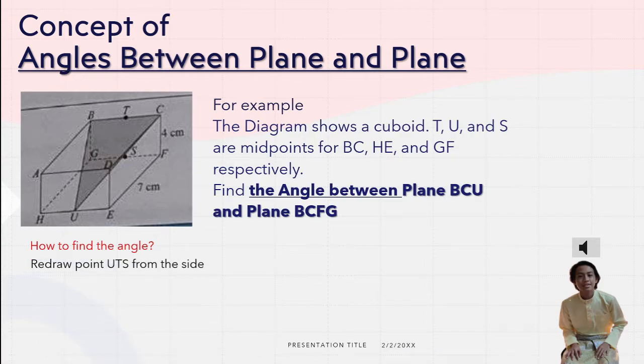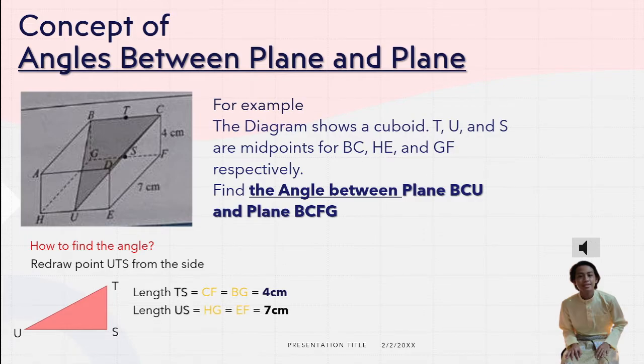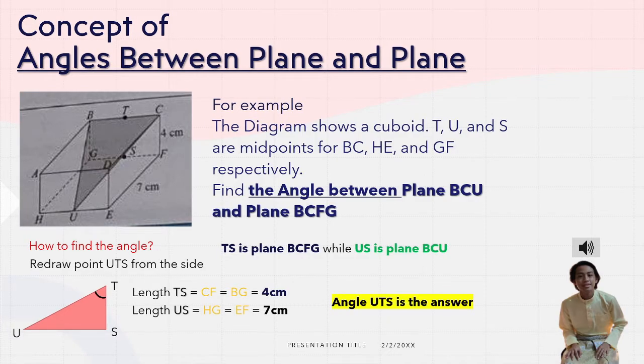First, we have to redraw points U, T and S from the side. Length TS equals CF and also equals BG, which is 4. Length US is the same as HG and EF, which is 7 centimeters. TS is plane BCFG, while US is plane BCU from the side. Angle UTS is the answer. It's fairly easy once you know which is the angle.